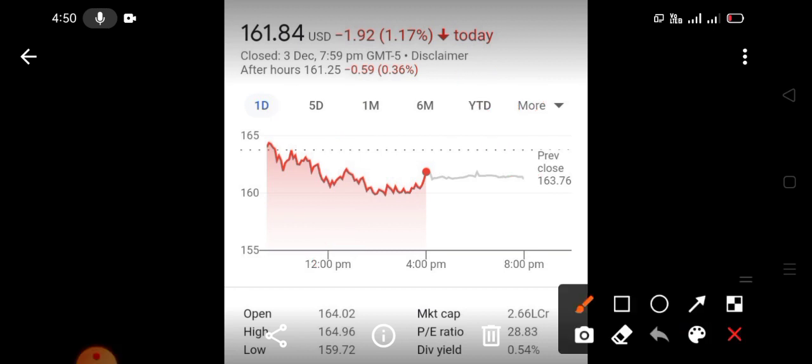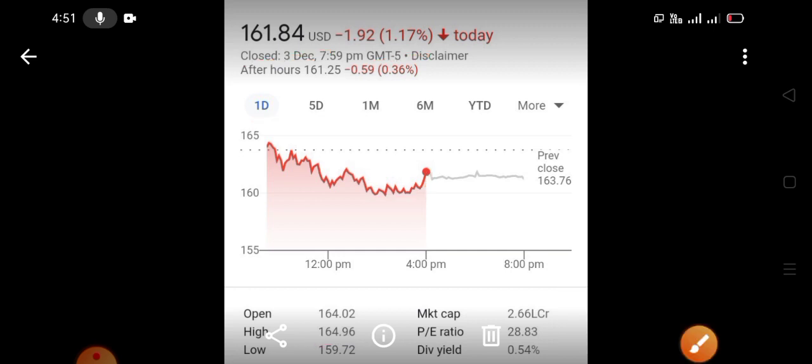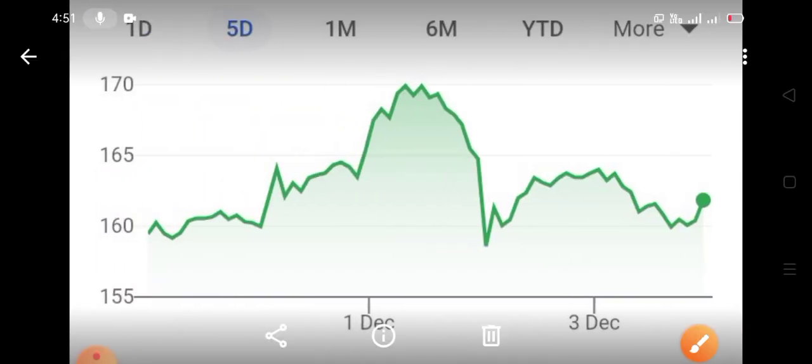You see, this is the 1 day chart, and Apple stock closed from below to some above level at a 1.17% fall at $161.84, and today's high is around $164.96. Now analyze the chart of 5 day.